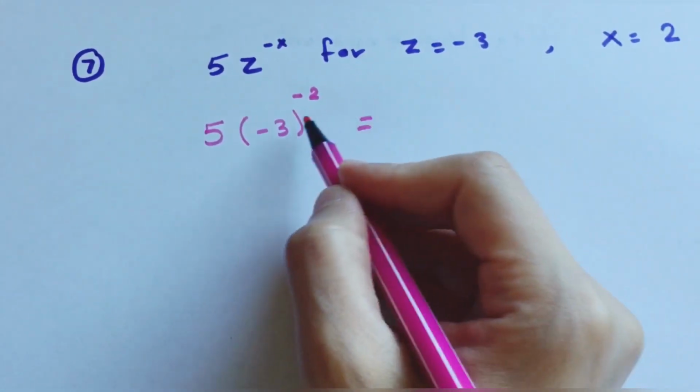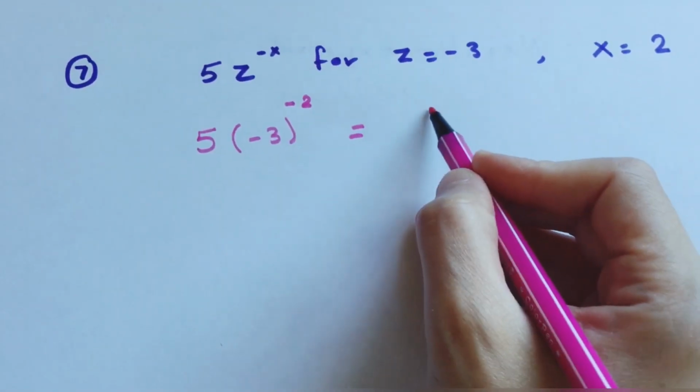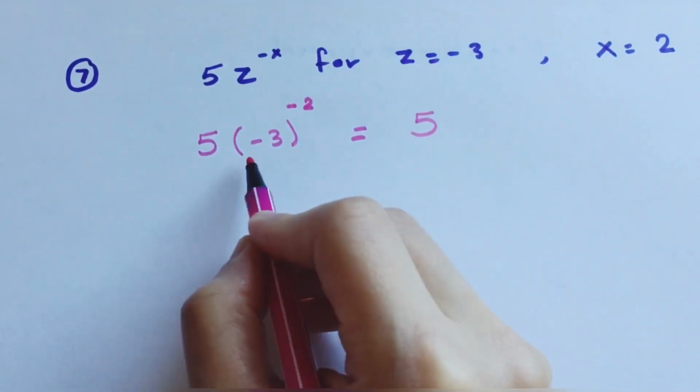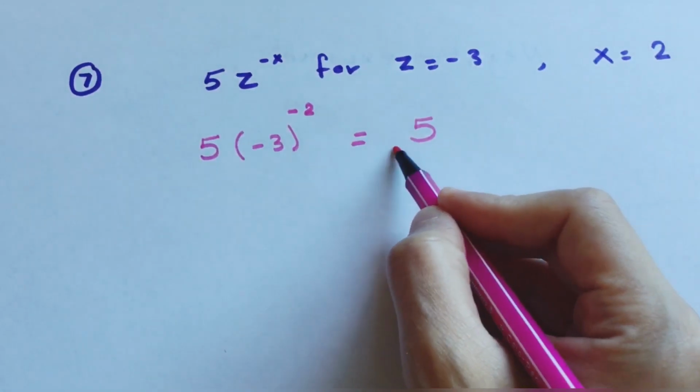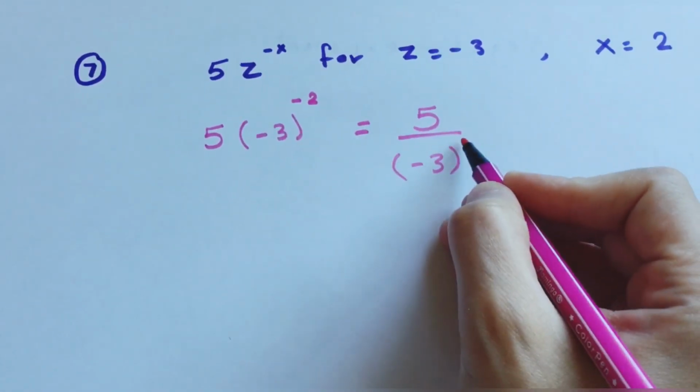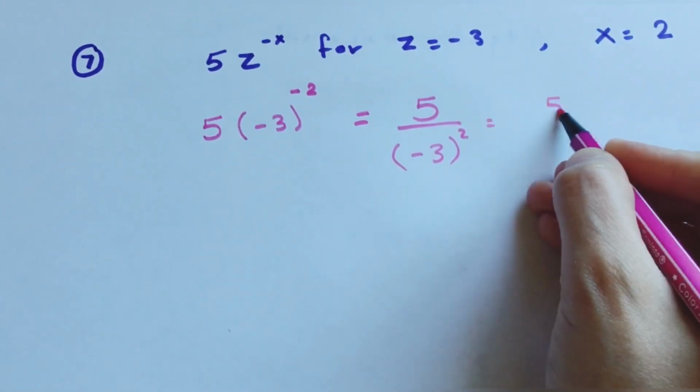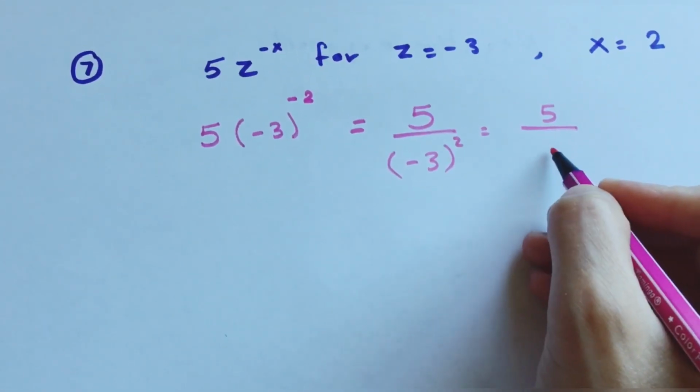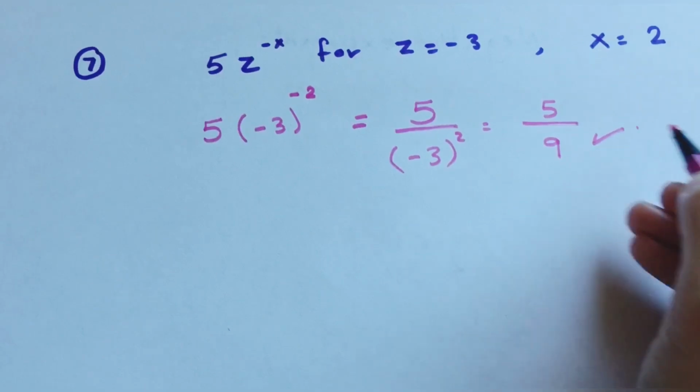Okay, now the 5, I will keep it in the numerator, and I will take the negative 3 down. I want it to be positive, it will be to the power of 2. Now it will be 5 over 9. That's it.